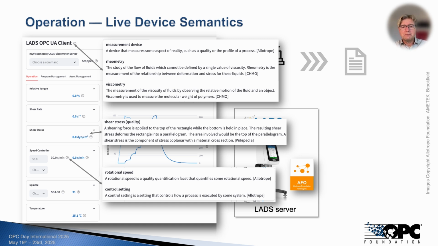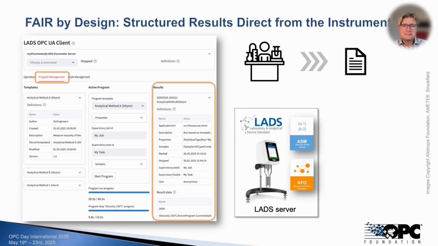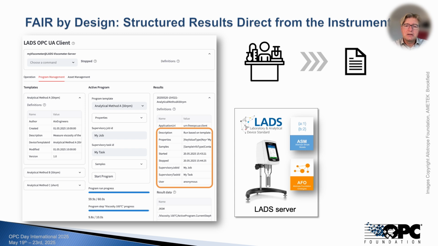And just to reiterate, both the browser and the simulated server you see here will be published today as open source on GitHub. Let's now look at one of the biggest benefits this integration brings. We are back on the Program Management tab, but this time we are focusing on the right-hand side where the results of the last program run are displayed. Here we don't just see raw numbers. Instead, we get full contextualized information. Which exact sample was analyzed, utilizing which method, when and by whom, and so on.